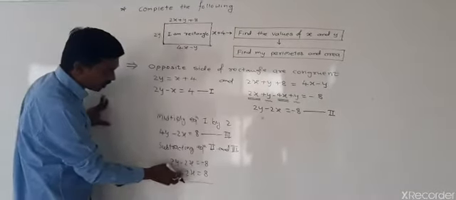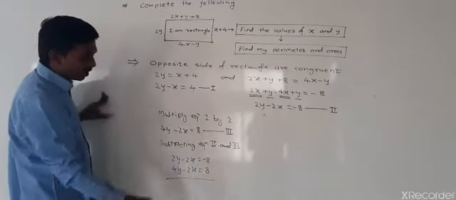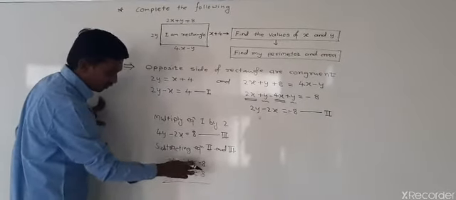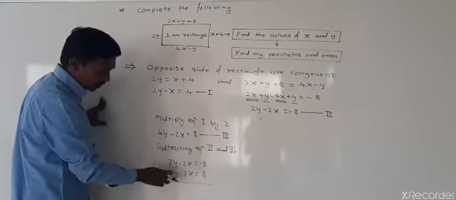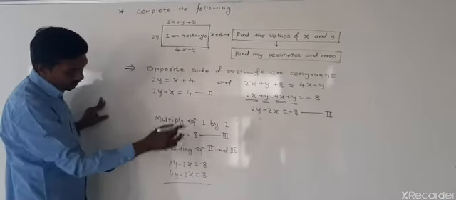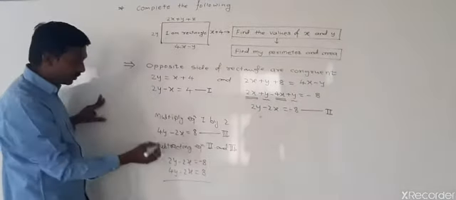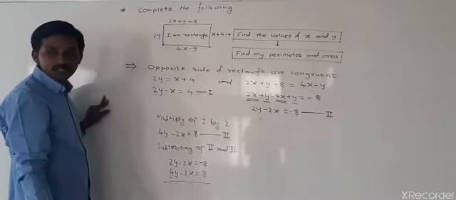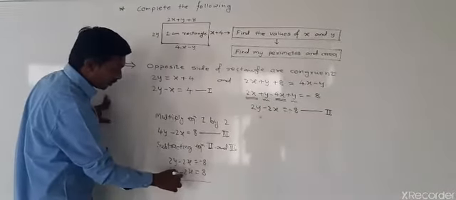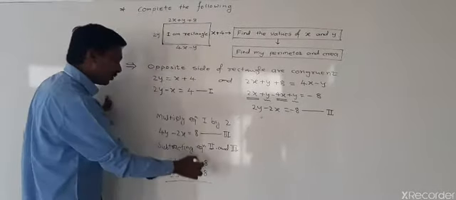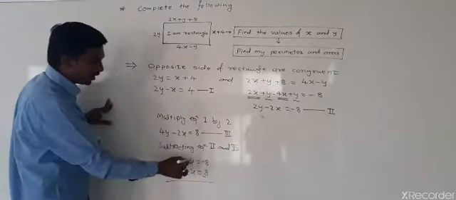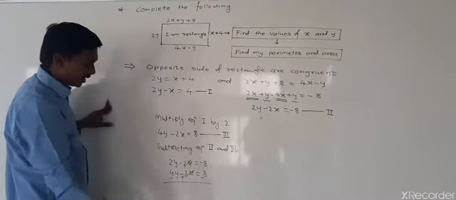Now while subtracting, we have to change the signs of each and every term of the third equation, the equation which is right down below. We have positive 4y, so it will become negative. We have minus 2x, it will become plus 2x, and we have positive 8, it will become negative 8. Now here negative 2x and positive 2x get cancelled.